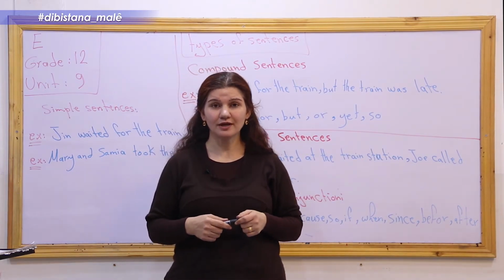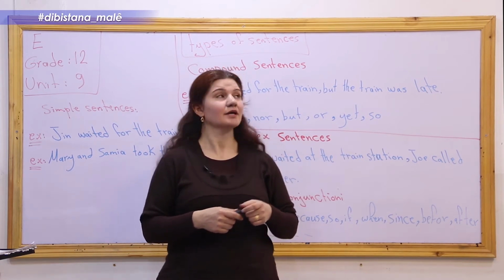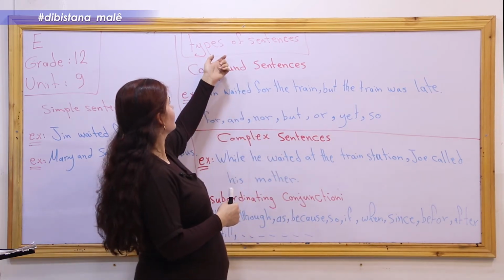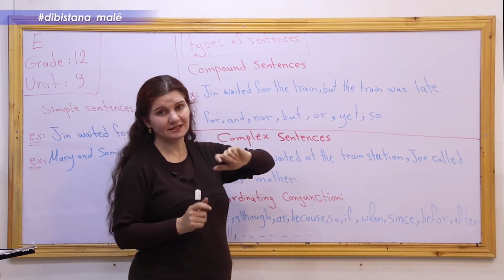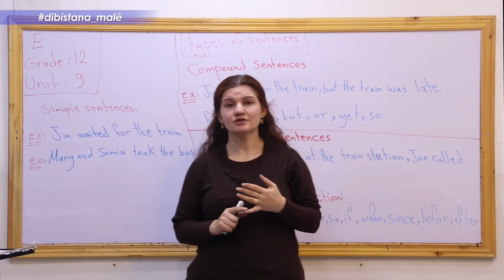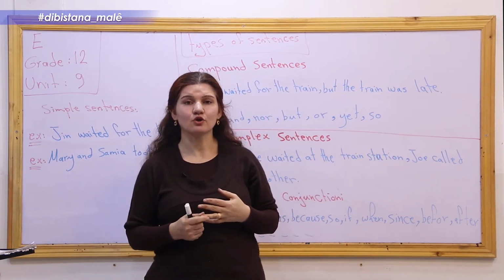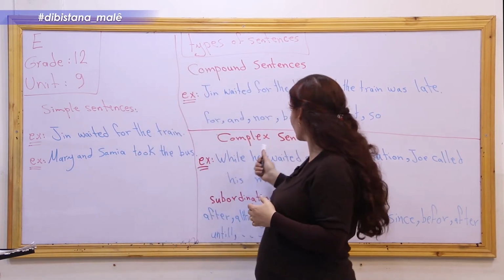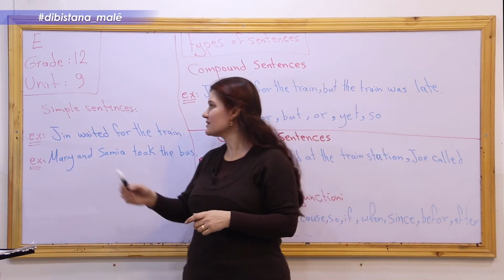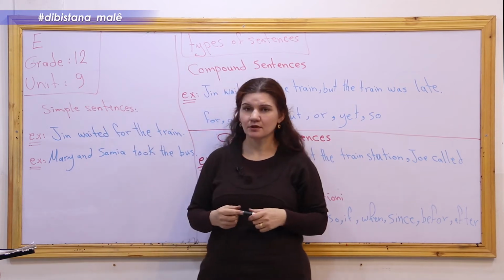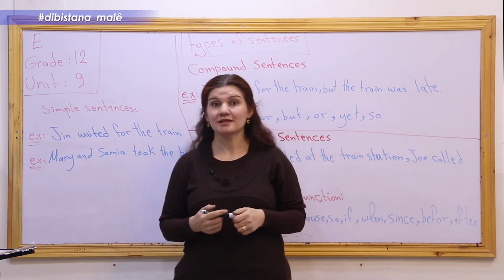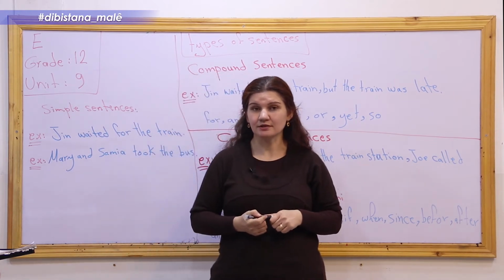As I told you in the last lesson we had, there are 3 types of sentences in English. First one, simple sentences, and compound sentences. And the last one, we have complex sentences. Now, let's begin with the simple sentences. What do you know about simple sentences?